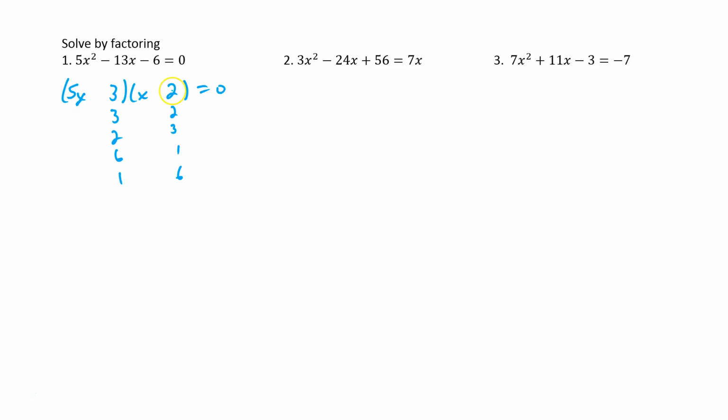5 times 3 is 15, 2 times 2 is 4. 15 and 4 won't make a 13, so that won't work. 5 times 1 is 5, 6 times 1 is 6. That won't work. Let's see here. Did I miss something? Let's see. 10 and 3, minus 10 minus 3. That won't work. Oh, I did this wrong.